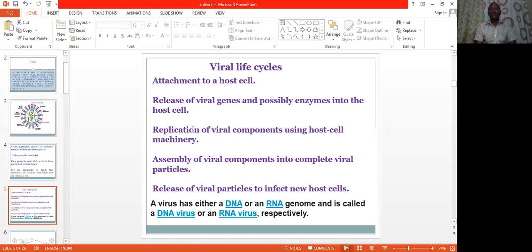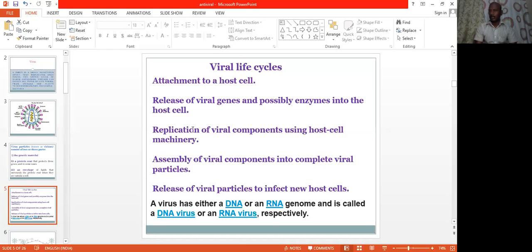It is made into a virus particle. Once the virus particle is made and assembled, it comes out of the infected cell to further infect other cells. We call this the release phase. Okay, this is briefly the life cycle of a virus.